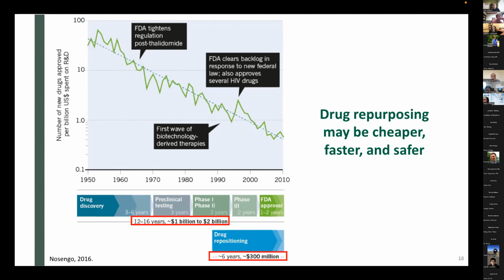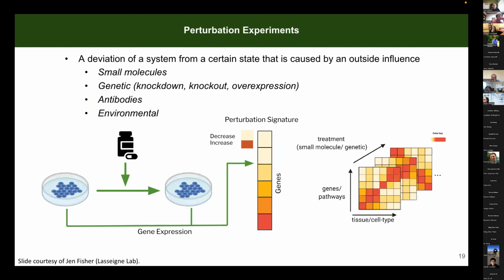So when we talk about these computational approaches, I want to walk you through a little bit of the framework for the approach that I'm going to tell you about today. And so a lot of the work that we're doing in this study is really based on rich databases of perturbation experiments that have been funded by the NIH over the past decade. And so when I say perturbation experiment, what I'm talking about is a deviation of a system from a certain state that is caused by an outside influence.